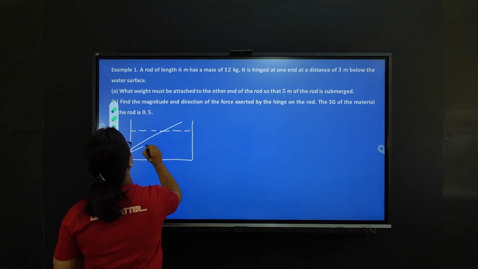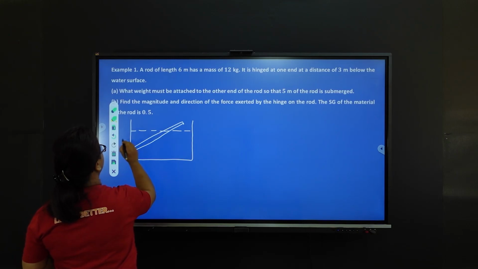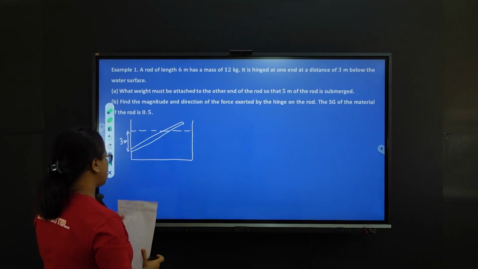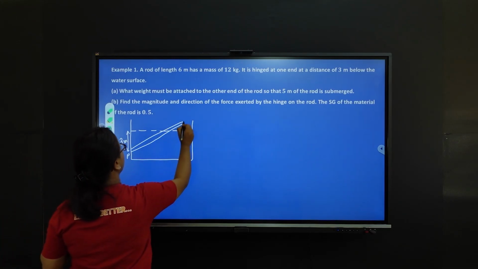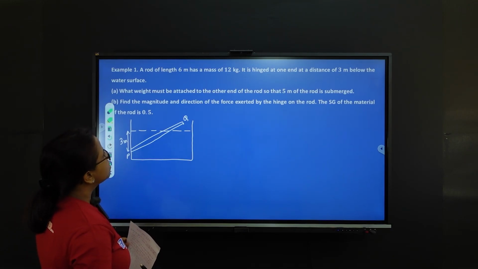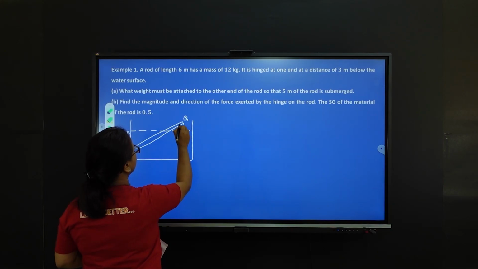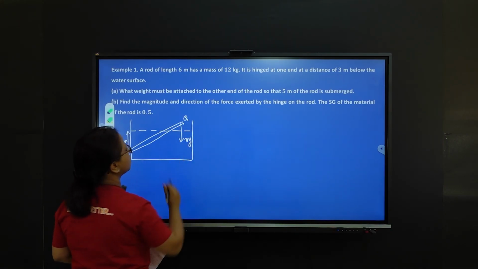such that the region which is under the surface of water has a height of 3 meters. So let us take this rod as PQ. Now we need to attach some mass to the other end, that is, the end Q. Attach some mass here. So this is the weight in fact.